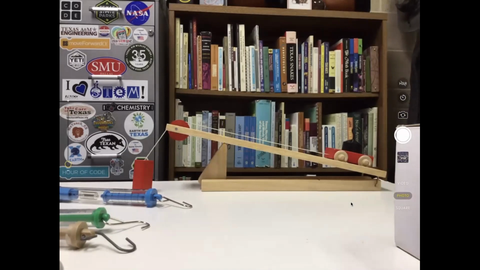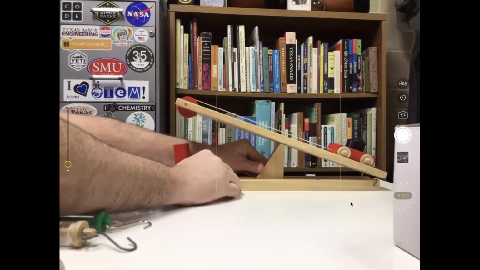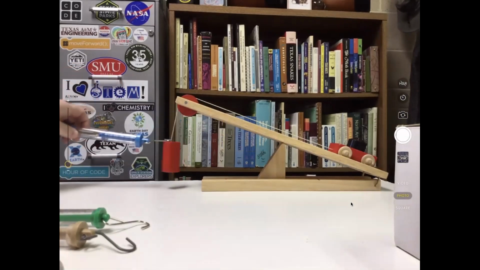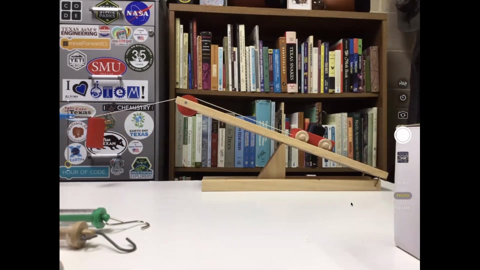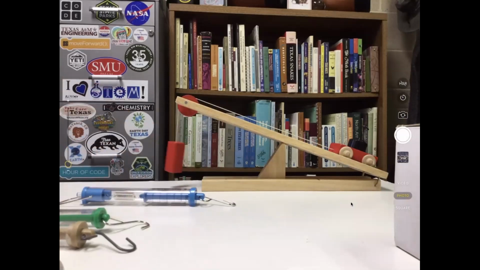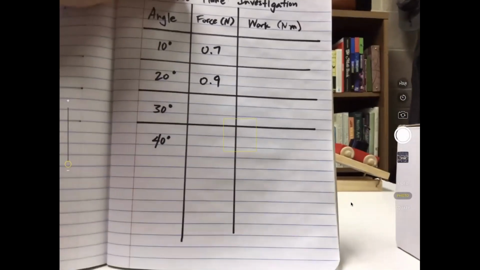So at 10 degrees, the force I needed to move that cart up the ramp was 0.7 newtons. Let's increase the angle to 20 degrees by sliding this over. Right there. I'm going to hook my spring scale back on, and we're going to try it again at an angle of 20 degrees. And it is now taking 0.9 newtons of force to move that cart up the ramp. Which makes sense. A steeper ramp is a little more difficult to go up, so it took more force to move that cart up the ramp.